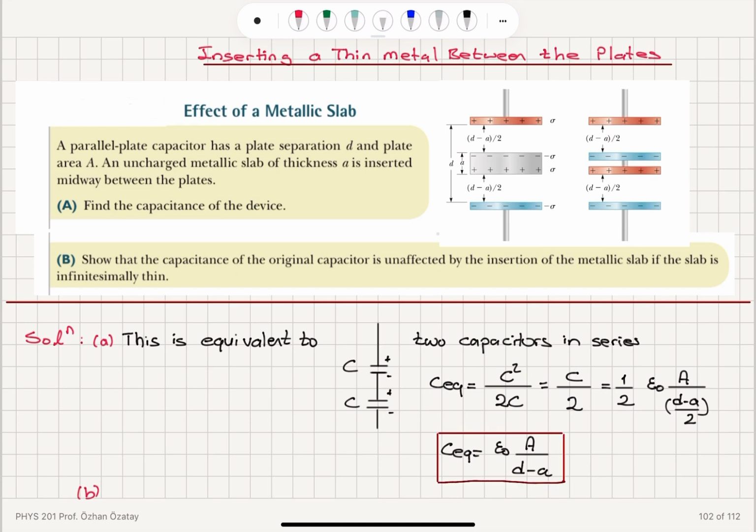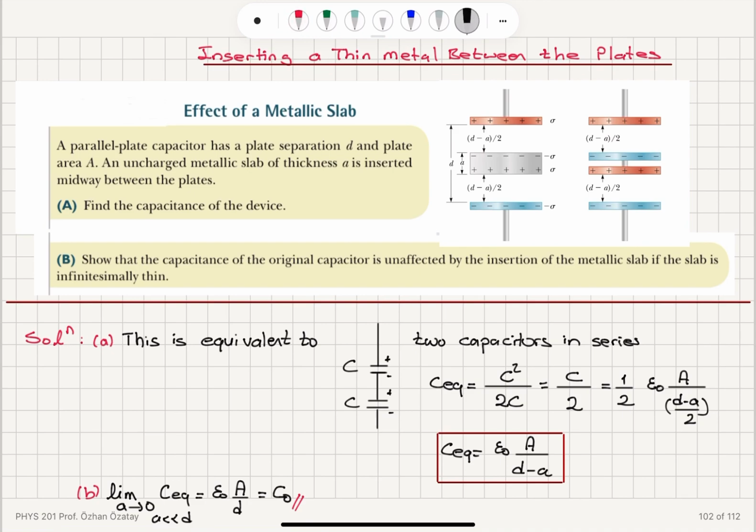Now what happens if the slab is infinitesimally thin? If we check the limit as a goes to 0, the equivalent capacitance becomes epsilon 0 A divided by D. Or we can say that a is much less than D, the original separation between the plates, and this is nothing but the original capacitance C0. So we obtain the original capacitance.